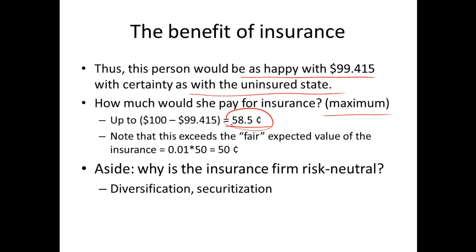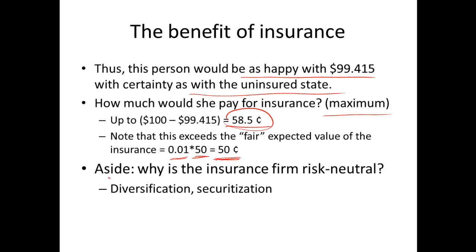Well, what's the expected payout on this policy? This insurance pays out $50 1% of the time. So there's a fire 1% of the time, and when there's a fire, it pays out $50. 1% of 50 is 50 cents, a half a dollar. 58.5 cents is what the individual is willing to pay for this insurance, but the actual expected value of the insurance is only 50 cents. So it's possible for an insurance policy that's priced somewhere between 50 and 58 cents to actually make this person who faces risk better off.